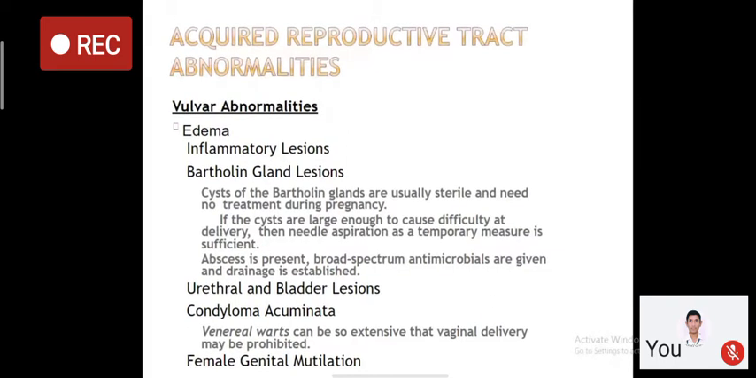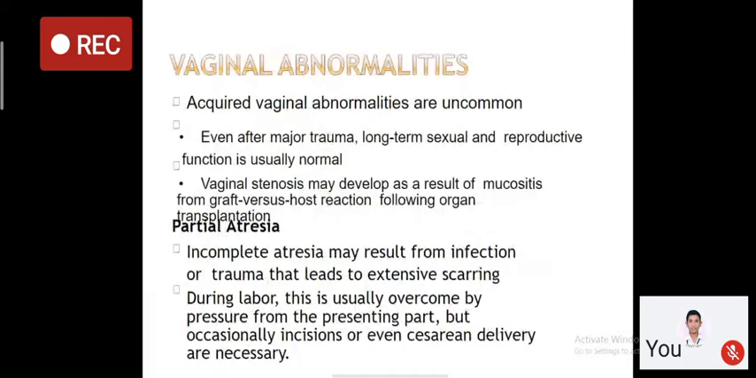Urethral and bladder lesions can also be there, that is called condyloma acuminata. Venereal warts can also be extensive, so that vaginal delivery may be prohibited. Female genital mutilation can also be there.